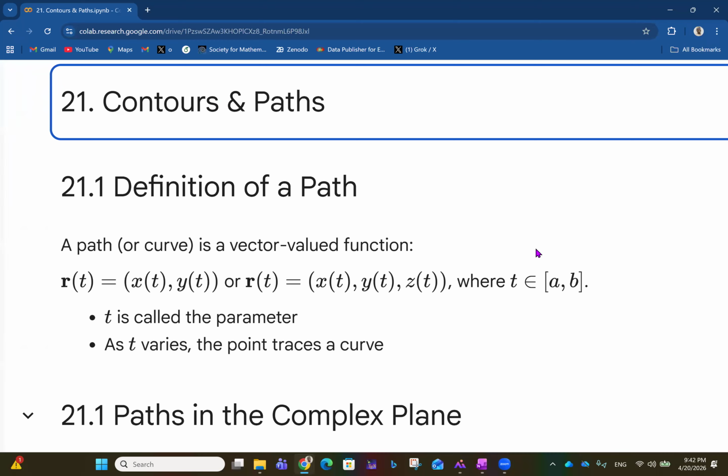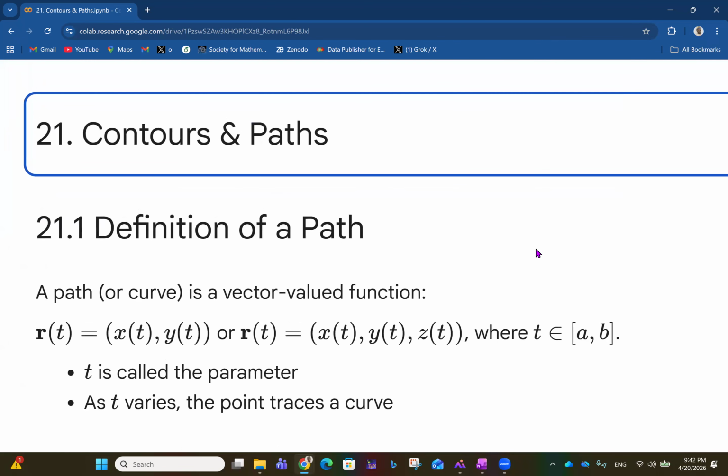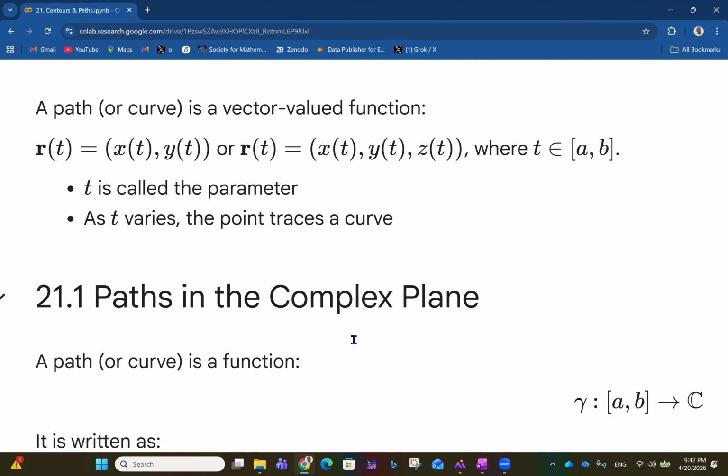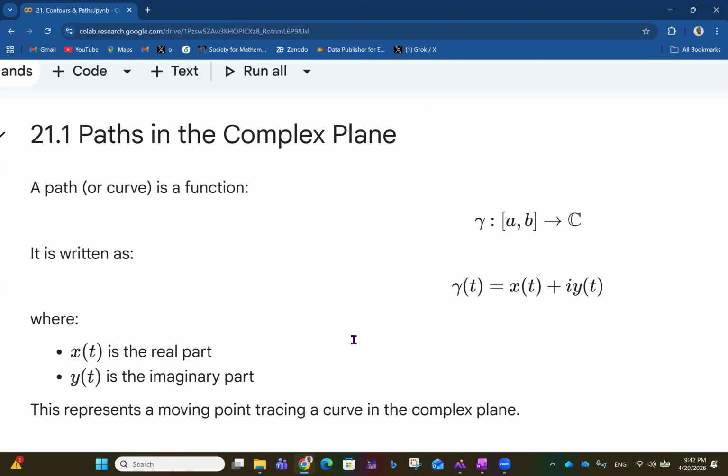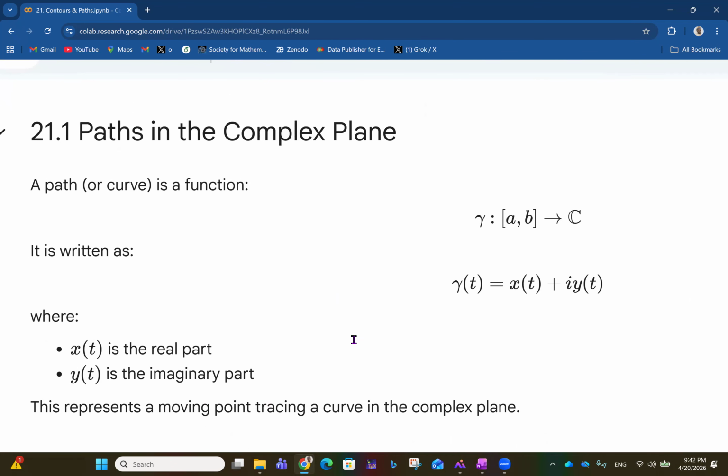By way of definition, a path or curve is a vector valued function r of t, which is a collection of x of t, comma, y of t, in the two-dimensional sense, or r of t is x(t), y(t), z(t) in the three-dimensional sense, where t belongs to the closed interval a, b, and that t is called the parameter. As t varies, the point traces a curve. We are talking about contours and paths, right? So paths in the complex plane is the next thing we would like to talk about.